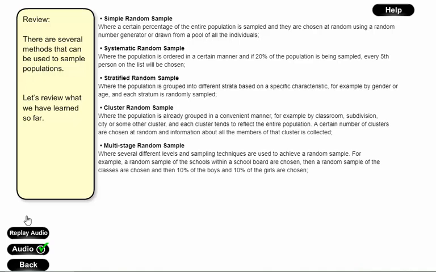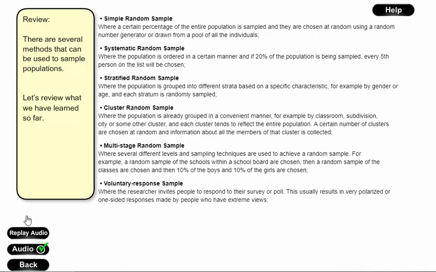Multi-stage random sample. Where several different levels and sampling techniques are used to achieve a random sample. For example, a random sample of the schools within a school board are chosen, then a random sample of the classes are chosen, and then 10% of the boys and 10% of the girls are chosen.